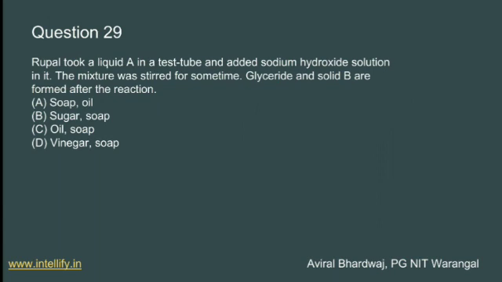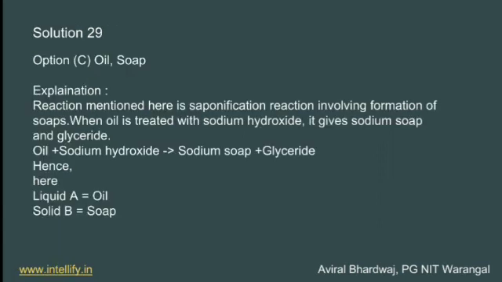Rupert took a liquid A in a test tube and added sodium hydroxide solution to it. The mixture was stirred for some time. Glycerol and solid B are formed after the reaction. It's a common question, a named reaction: the reaction of oil and sodium hydroxide gives the sodium salt of soap and glycerol. They form a separate mixture, not a soluble mixture.